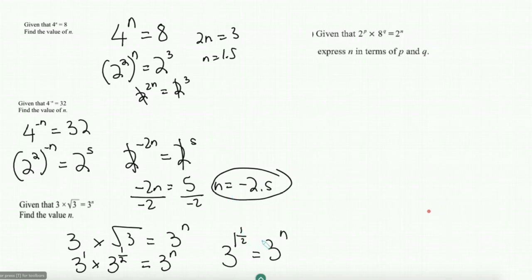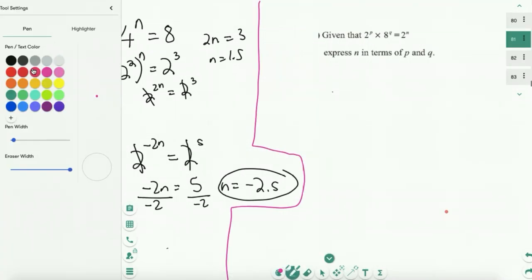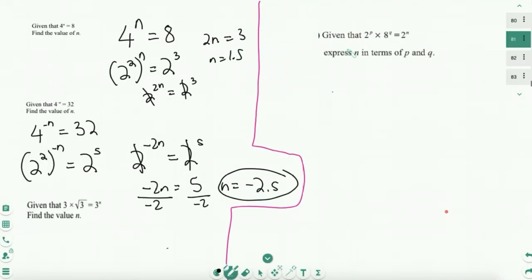And then you can cancel the 3's out. So n is equal to 1.5. Last few questions, and these are the harder questions. Given that 2 to the power of p times 8 to the power of q equals 2 to the power of n, express n in terms of p and q.